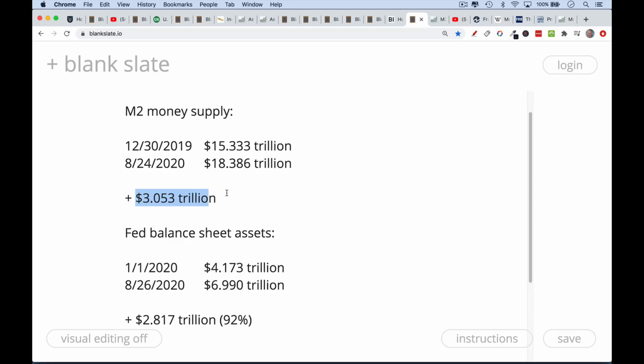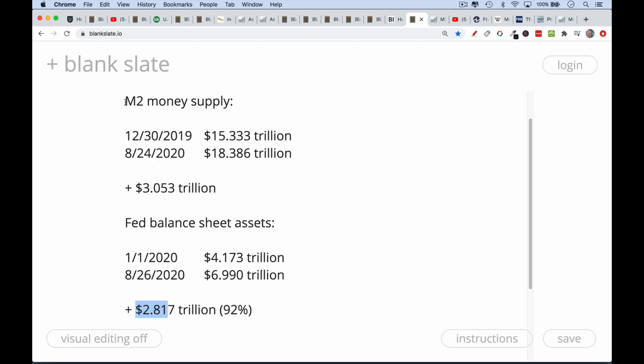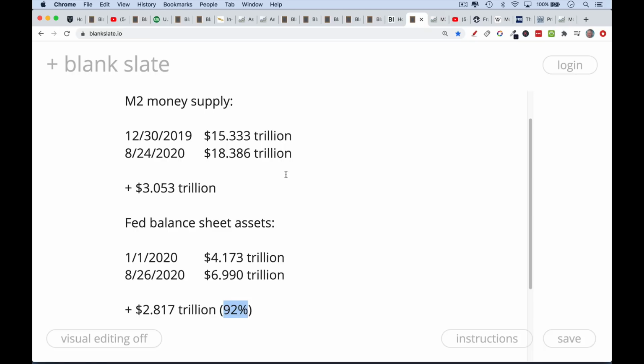Meanwhile, the Fed balance sheet, the assets on the balance sheet, has grown from about 4 trillion to about 7 trillion. So money supply, M2 money, is up 3 trillion, and the Fed balance sheet is up about 2.8 trillion. So basically, 92% of this increase in the M2 money supply was driven by the Fed expanding its balance sheet. And this is what D. Midnight Rider refers to in his comment, which I'll link to, about how the commercial banks aren't lending and the real growth in the money supply is coming from the Fed.